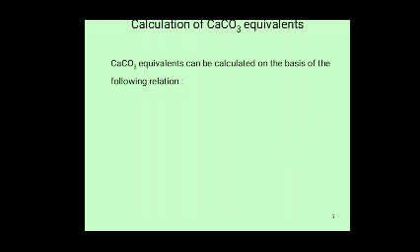Calculation of CaCO3 equivalence. CaCO3 equivalence can be calculated on the basis of the following relation. 162 grams of calcium bicarbonate is equal to 100 parts by weight of CaCO3. 162 grams of calcium bicarbonate is equal to 100 grams of calcium carbonate.